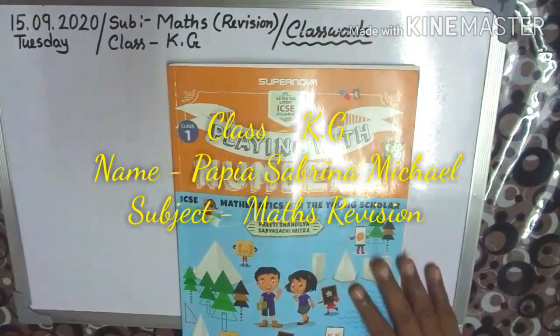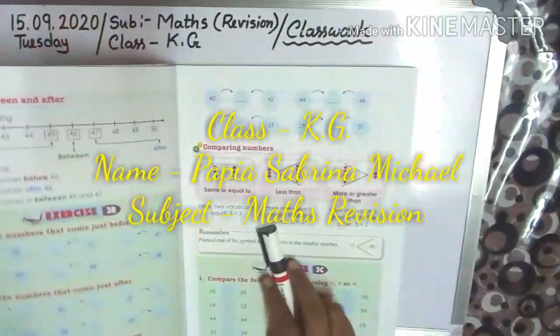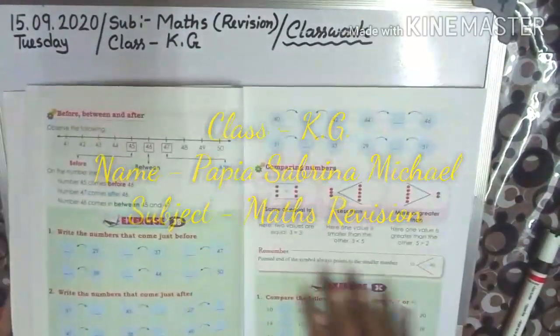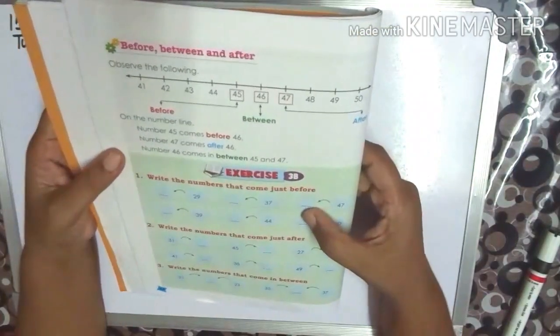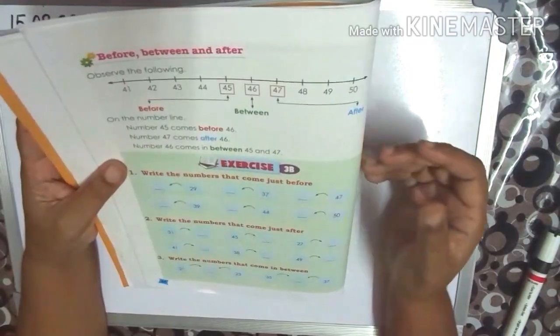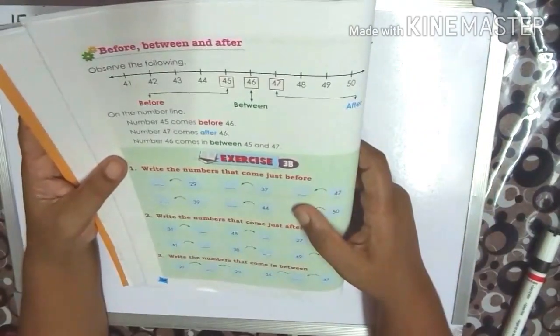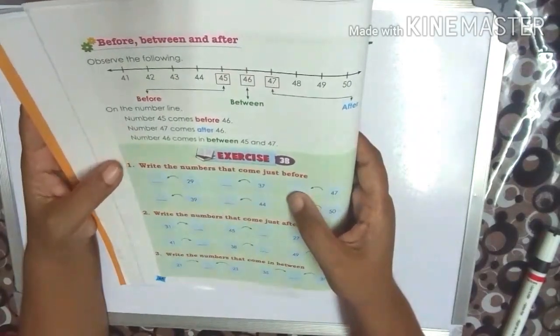Take out chapter 3, page 44. Page 44. Follow me children. First number 45. So the first one you see.